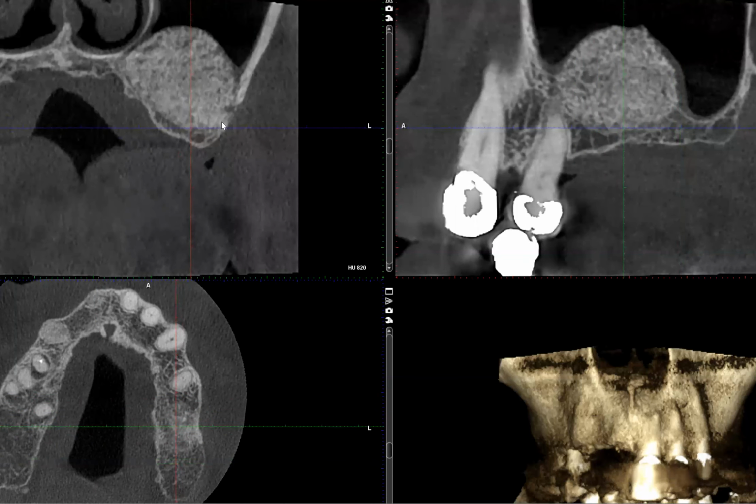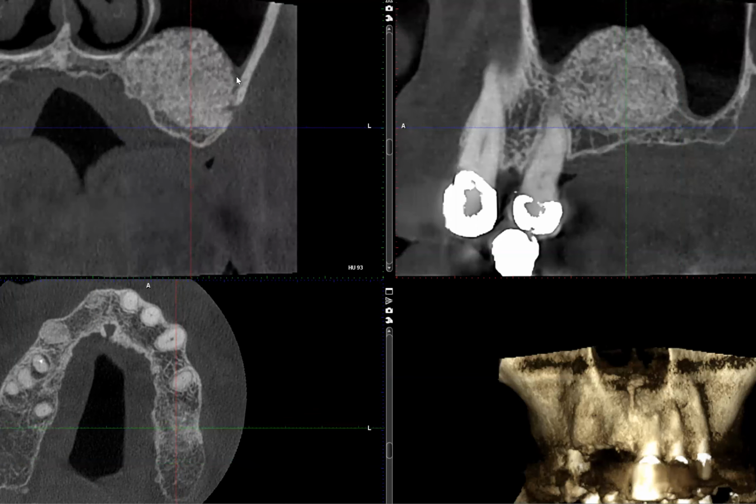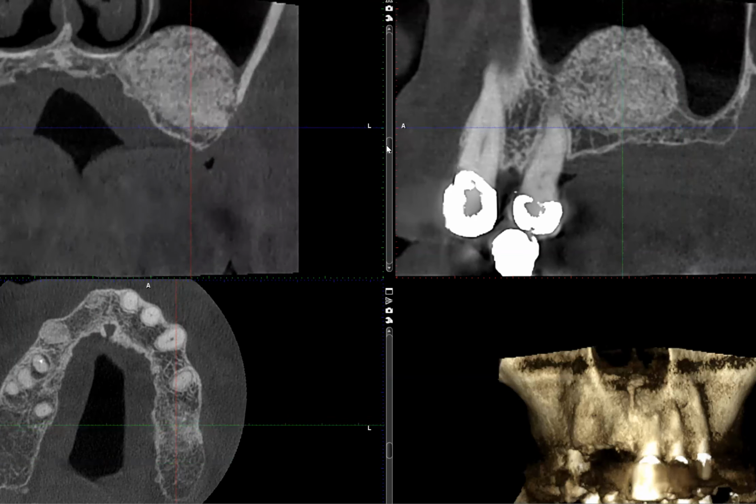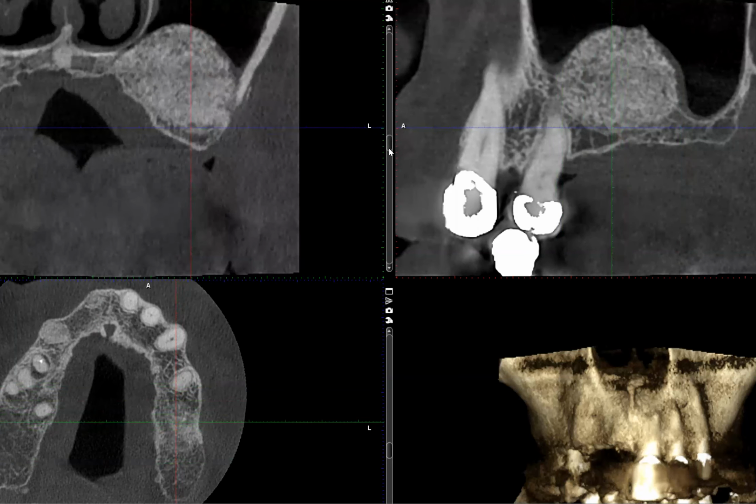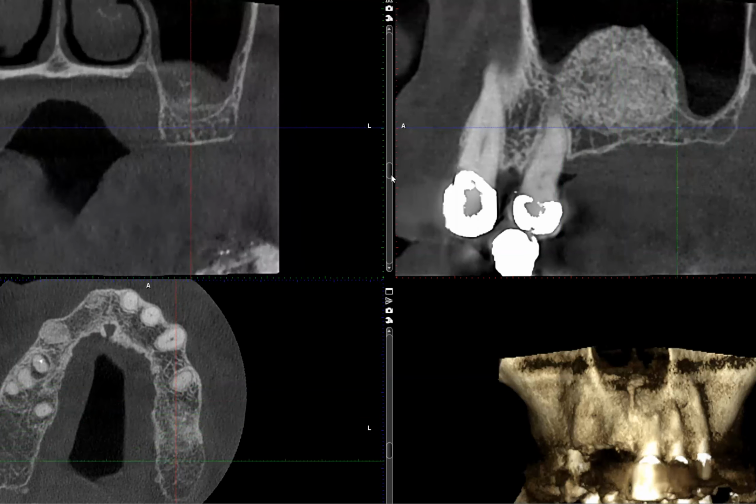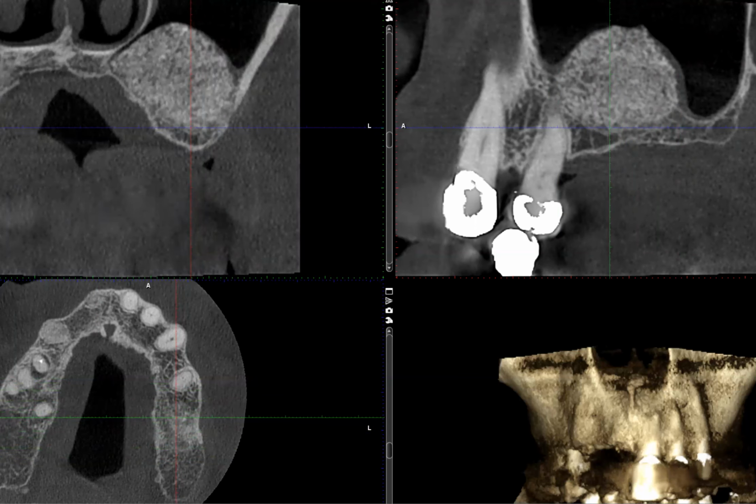Also, from this coronal view, you can see the window that the resident has created in order to lift up the membrane and pretty much pack this grafted material as much as it could. So now we just went from somewhere from 2 millimeter of the height of the ridge to 20 millimeters. So that's a lot of bone, right?